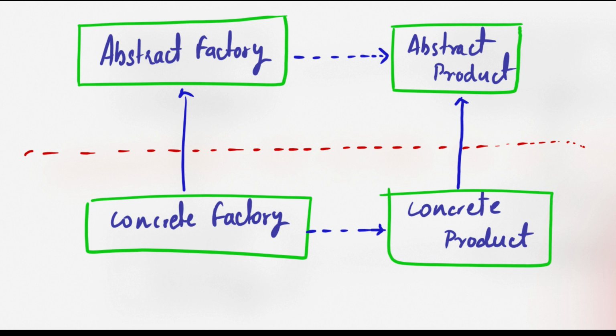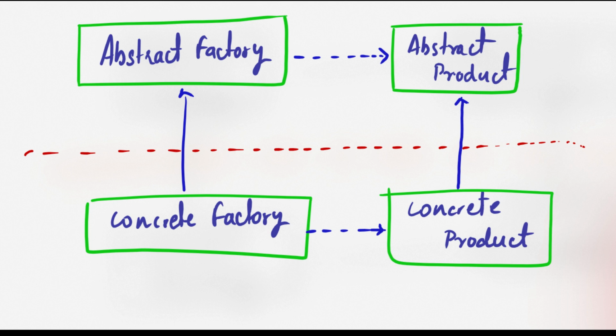You can deploy the code above the red line separately and develop the code below the red line separately. As you have developed them separately, you can deploy them separately. The component below will just need to have references to the abstract components above the line. What special feature do we get out of this?